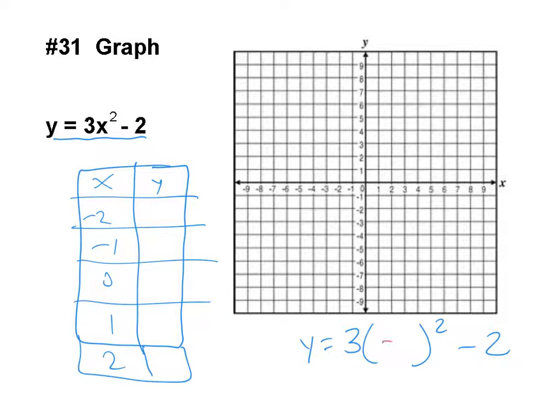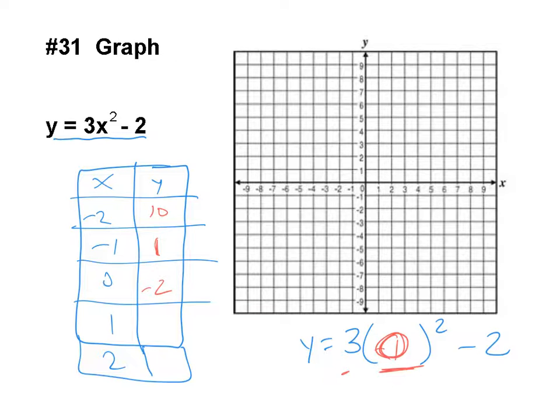So let's do that. If I put a negative 2 in there, negative 2 squared is 4, times 3 is 12, minus 2 is 10, right? If I erase that and I put a negative 1 in there, what happens? Negative 1 squared is positive 1, times 3 is 3, minus 2 is 1, right? If I put a 0 in there, 0 squared is 0, times 3 is still 0, minus 2 is negative 2, right?